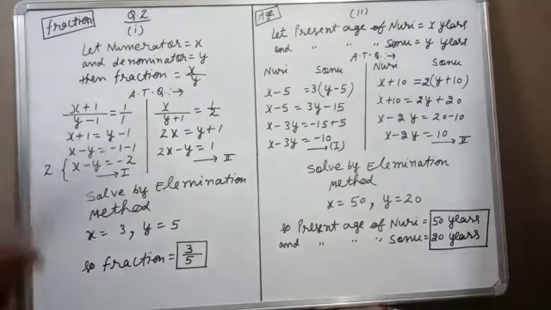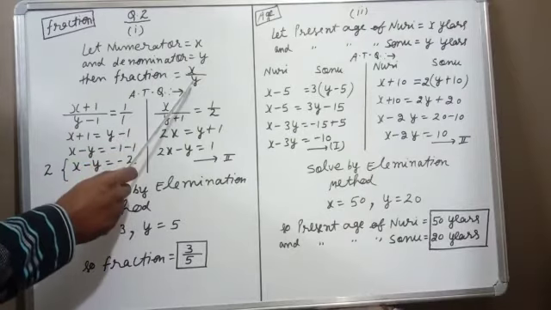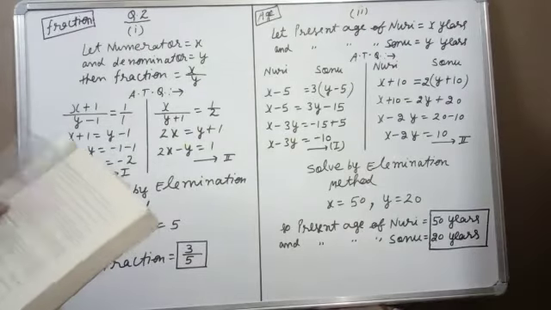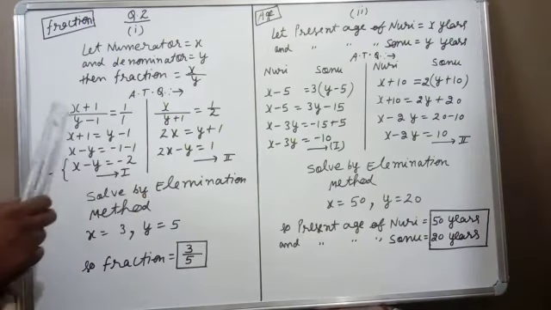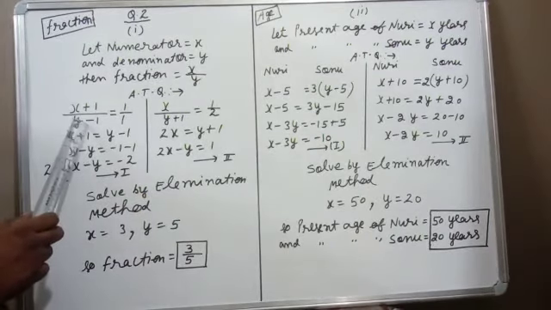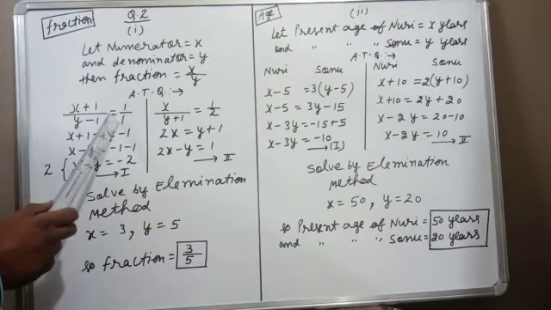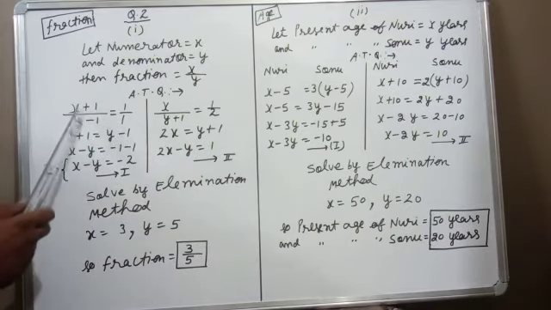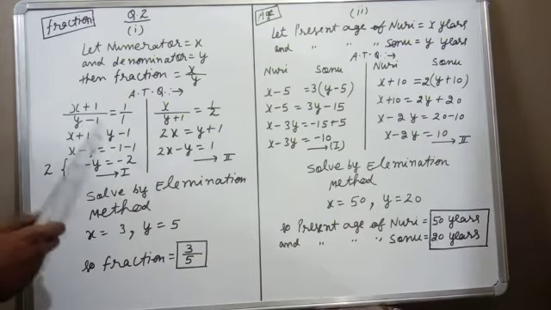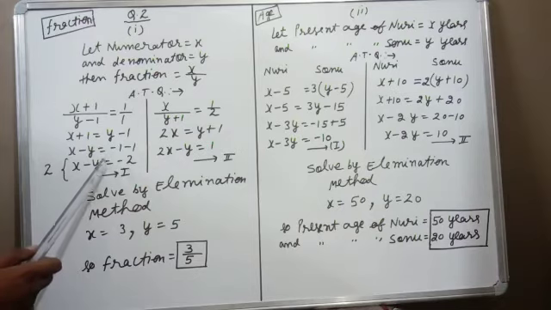So whatever the question may be of fraction, you have to write numerator x, denominator y, then fraction x upon y. So according to question, if we add 1 to numerator, subtract 1 from denominator, fraction will become 1. So we can write 1 upon 1, because we want to cross multiply. So we will cross multiply: 1 multiply x plus 1 as it is, 1 multiply y minus 1 as it is. Now shift x and y on left, constant on right. This is the equation number first.